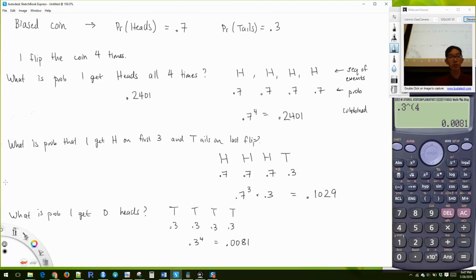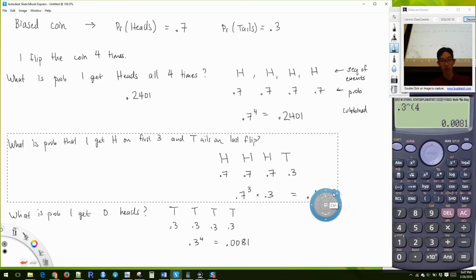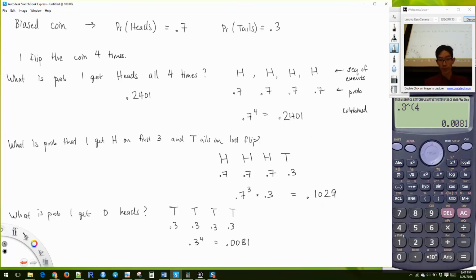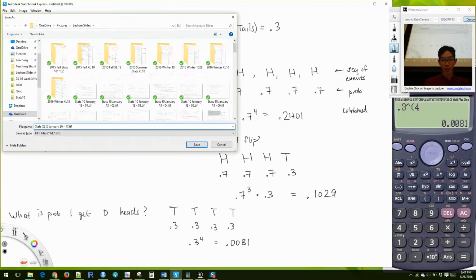Okay. So notice this question. I'm going to copy this question over along with its answer of 0.1029 onto the next slide. You don't have to copy it over because it should be in your notes, right? Okay.